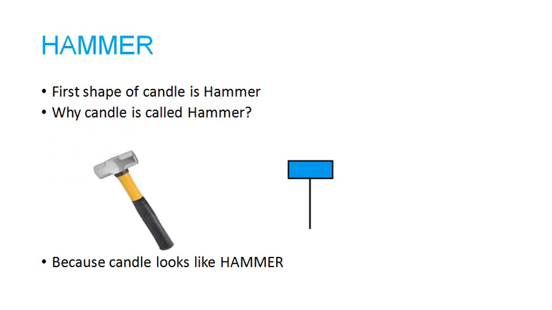Now the first candle which we are going to discuss is called the hammer, and the reason why it is called the hammer is because it looks like a hammer. This is the shape of a hammer, and this obviously is also the classic shape of a hammer type candle, and hence it's called a hammer.